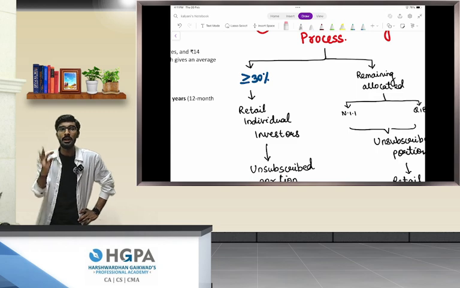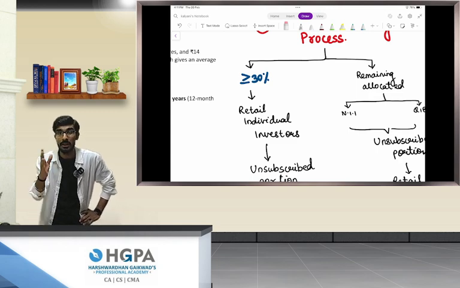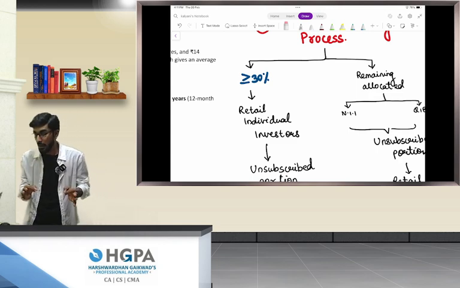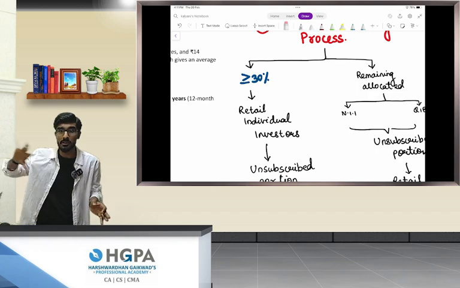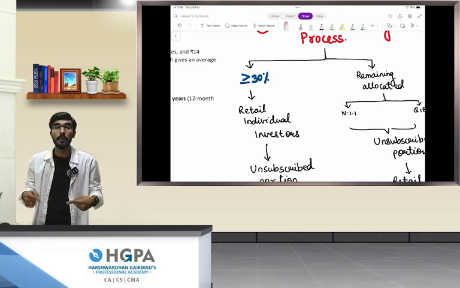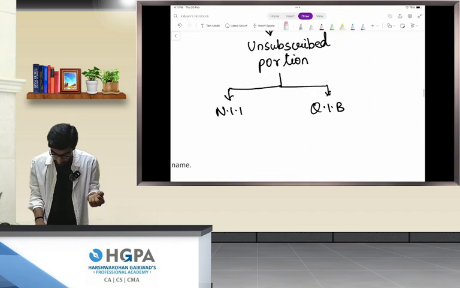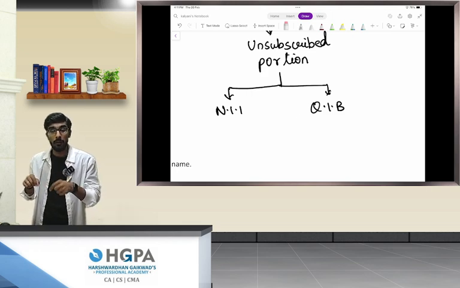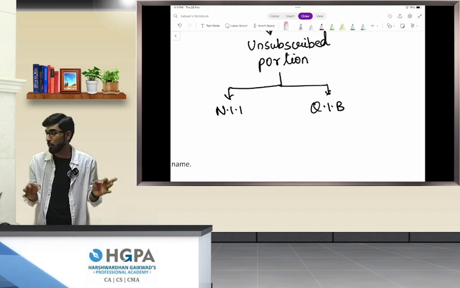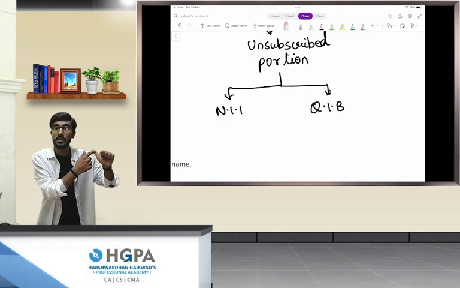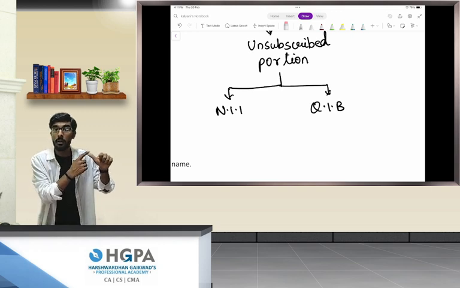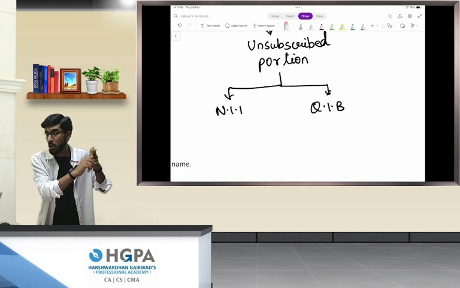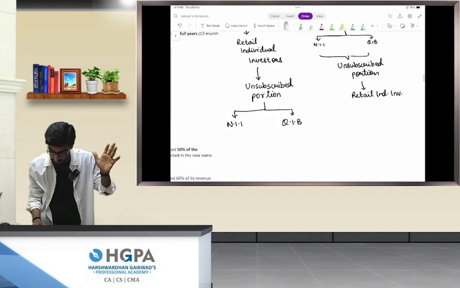Supposing if 20% of retail individual investors have only subscribed, remaining 10% have not subscribed, then what will we do with the 10%? We will allot those unsubscribed portion to either non-institutional investors or qualified institutional buyers. Clear?